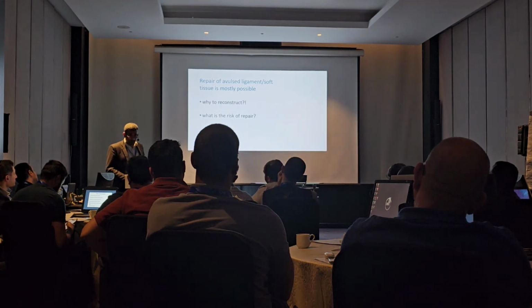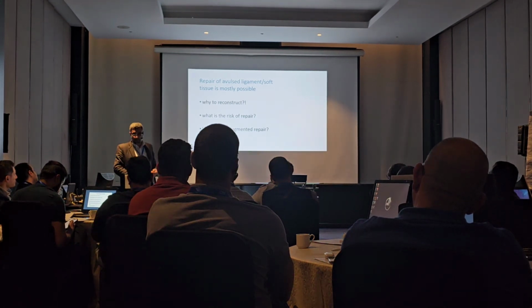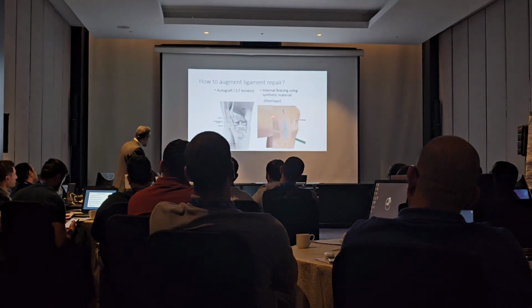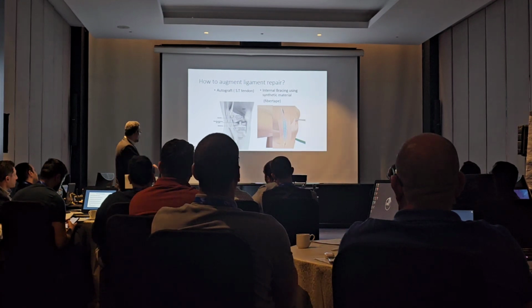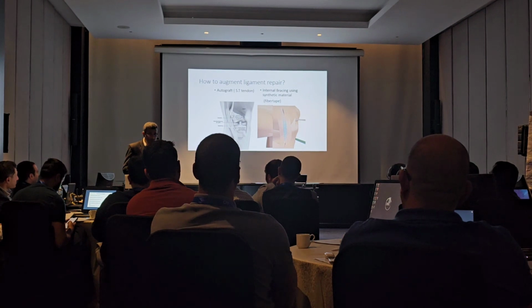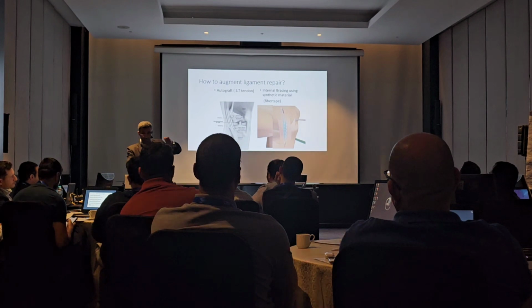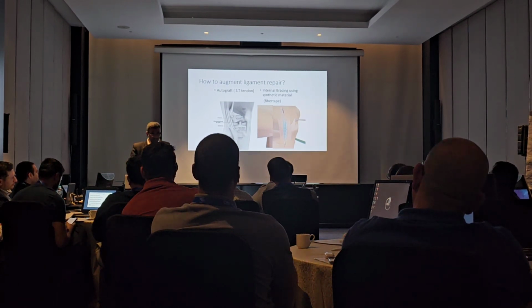Because if we do repair, we have the risk of failure, with tension on the suture site, the repair site, and failure. But what about augmented repair? Do you know what augmented repair is? In augmented repair, you make the repair, and after the repair, you bridge it with either a graft, autograft or allograft, or with a synthetic material like fiber tape. So when we put a fiber tape, any tension on the suture site will go to the brace. So it's called internal bracing.